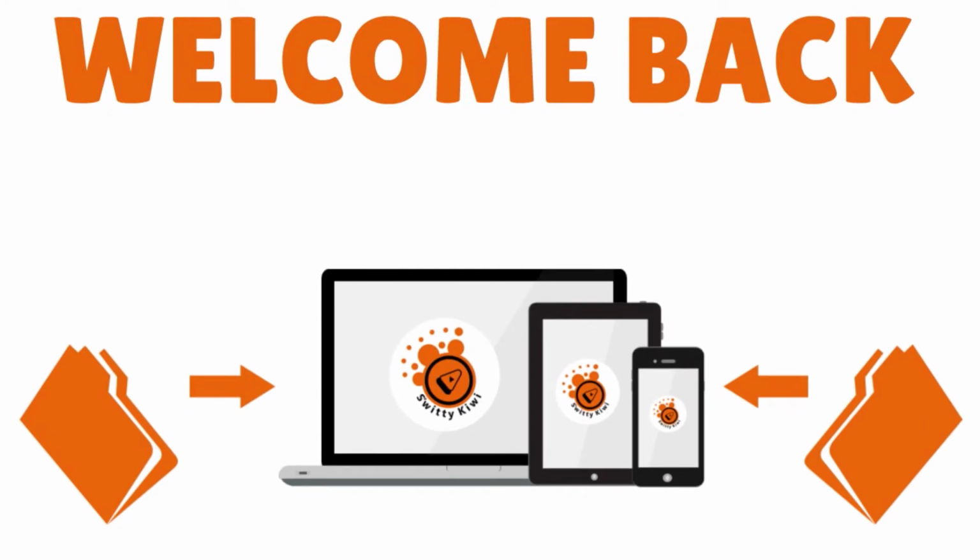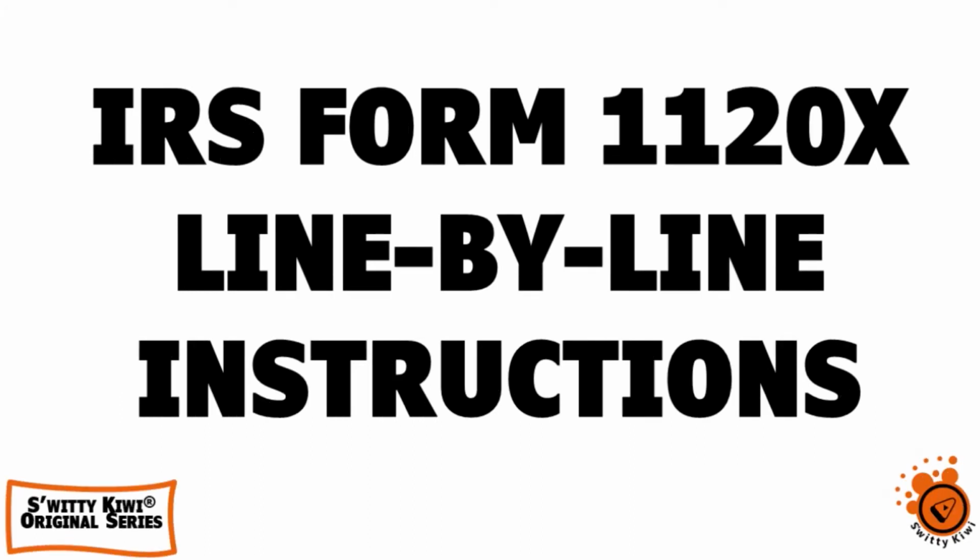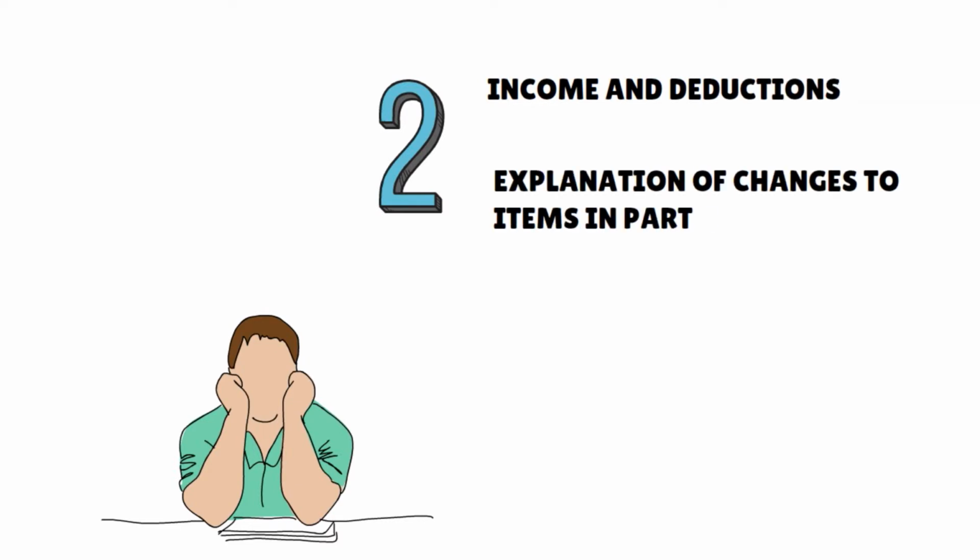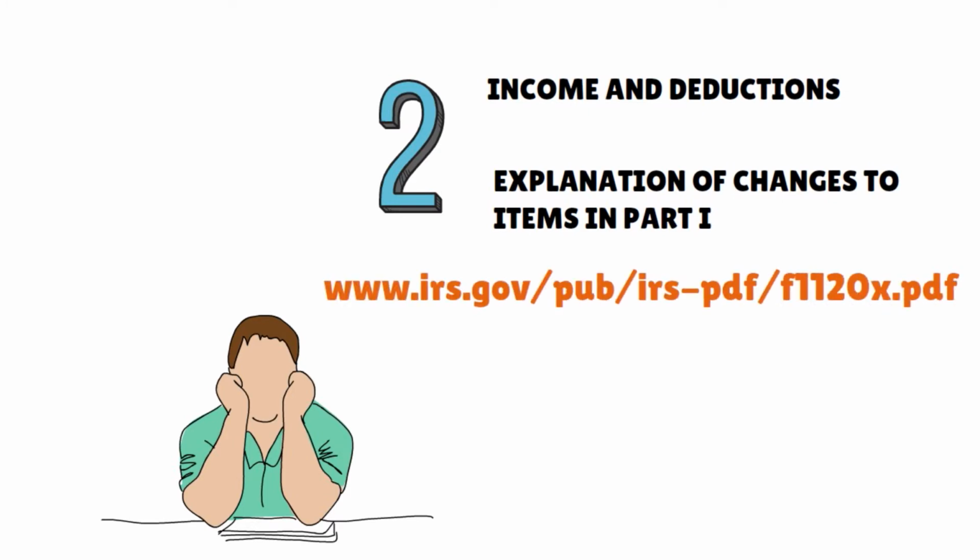We are still having a conversation today about IRS Form 1120X. I'm giving you line by line instructions. Let's just start. So basically, there are a number of columns and sections on Form 1120X. The form can also be broken down into 2 parts: Part 1, income and deductions, and Part 2, explanation of changes to items in Part 1. I put on the screen right now the link to the IRS website where you can download the form yourself.